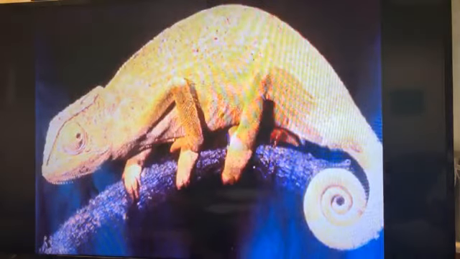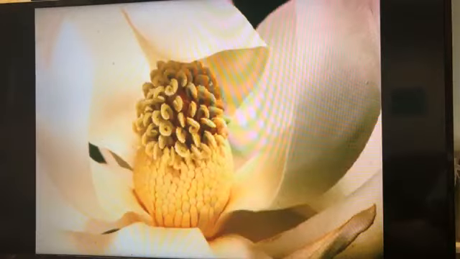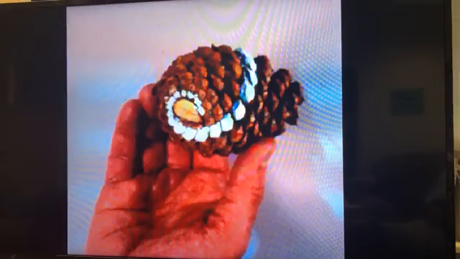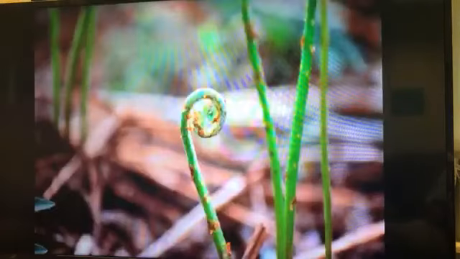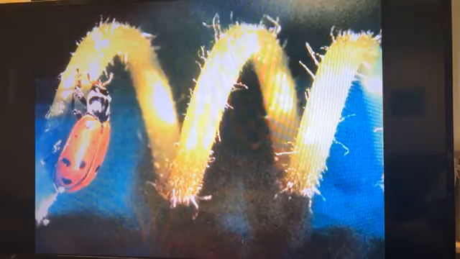The curl of the tail of a chameleon is in a Fibonacci spiral. The petals on a magnolia or sunflower seeds or pine cones all curl with a Fibonacci spiral. You see the tubers of pumpkins and potatoes and tomatoes. They all curl with a Fibonacci spiral. A fingerprint has Fibonacci spirals in it. Are you picking up a pattern here?